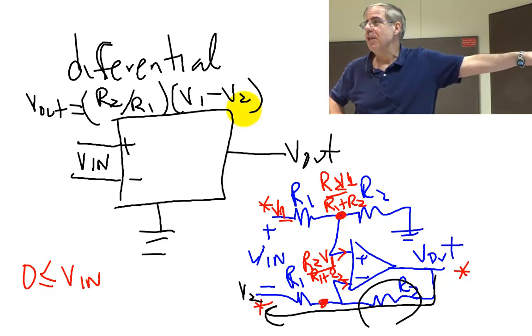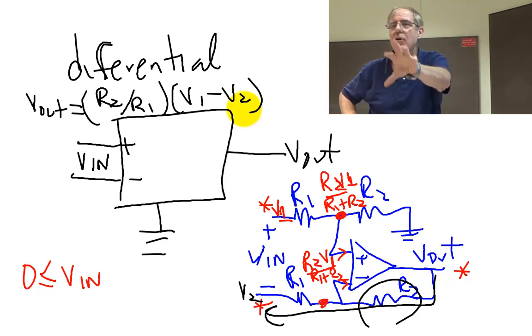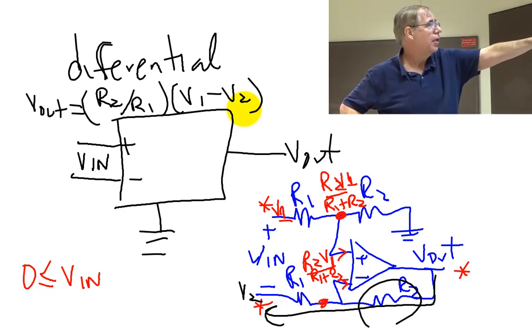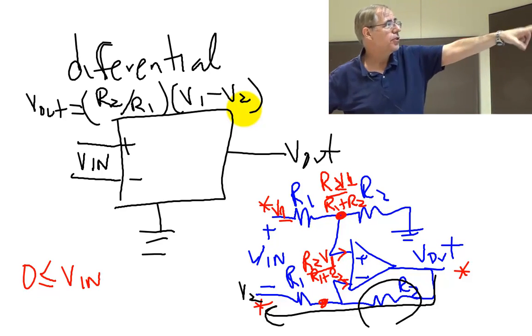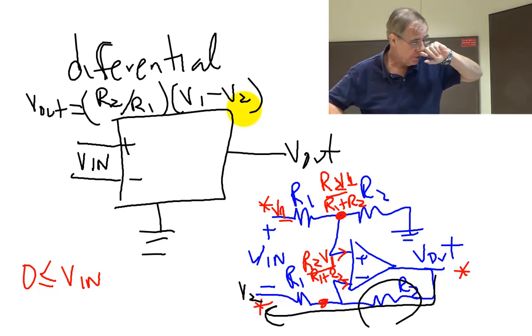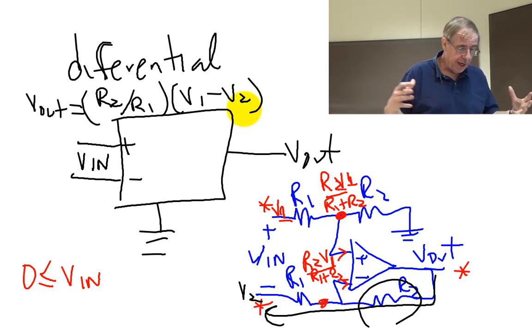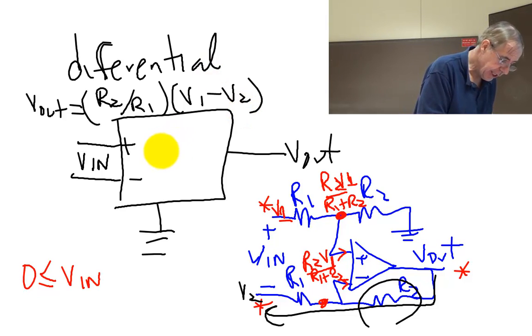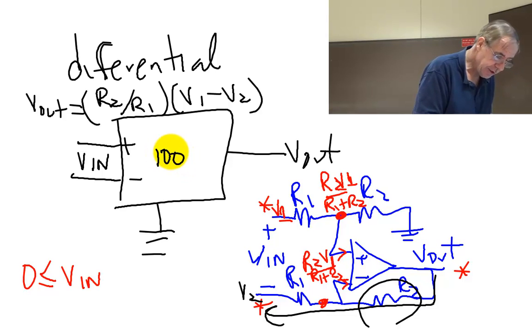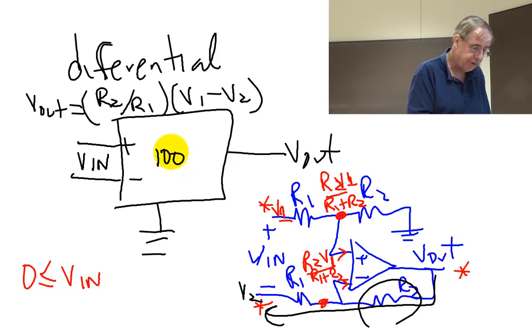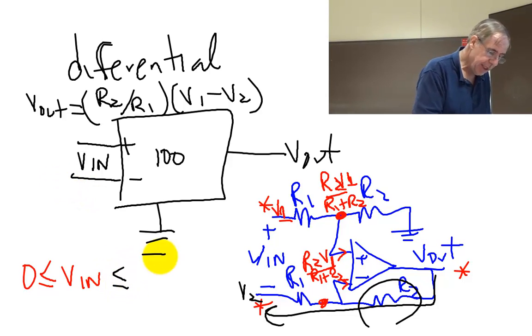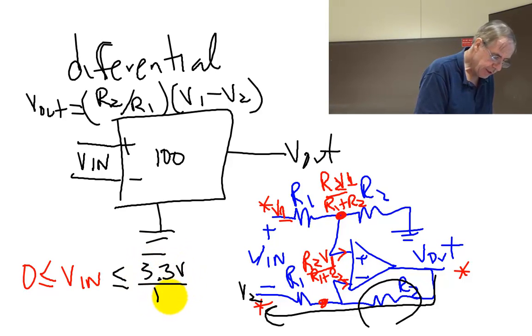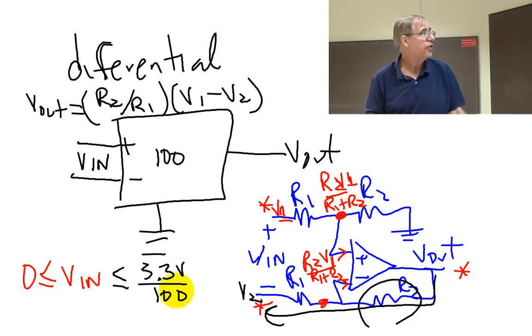I skipped a lot of math, but I promise you it's no more than 9th grade algebra to get from the 4 fundamental principles of this amplifier to this very simple thing. And if I have a gain, let's say this ratio here is a gain of 100, so this output is 100 times that difference. That tells me that this difference here has to be less than 3.3 volts divided by 100, in order for this thing not to saturate.